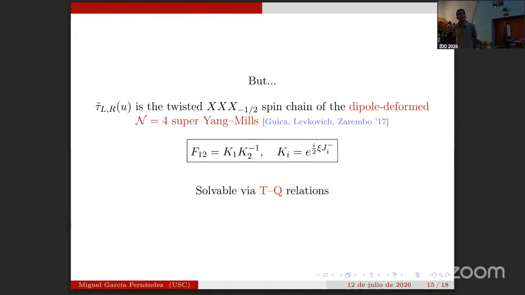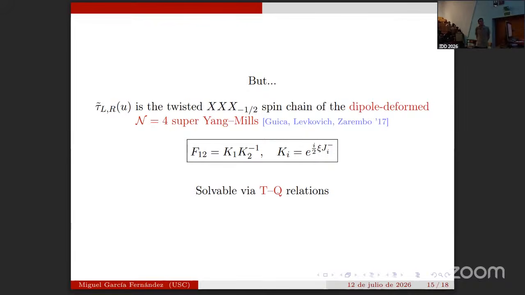And now we see something interesting: this new twisted model just coincides with the twisted XXX minus 1/2 spin chain that appears in the dipole deformation of N=4 SYM. This dipole deformation is made of one of the R-symmetries of N=4 and some light-cone momenta. And because the R-charge is triggered on the SL2 sector, essentially the twist in this subsector reduces to this factorized operator.